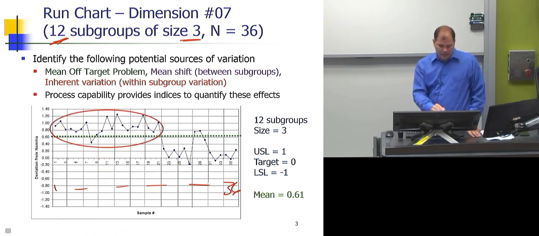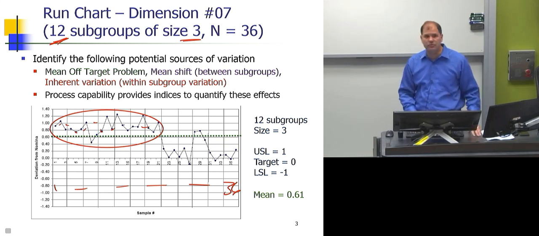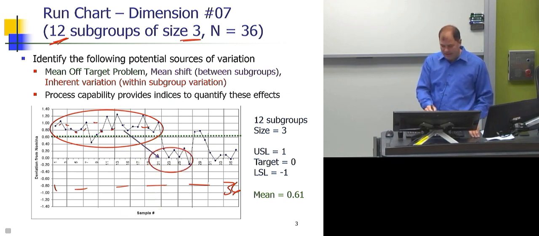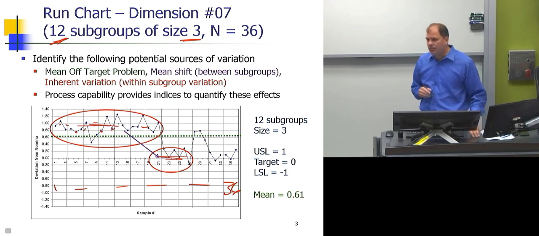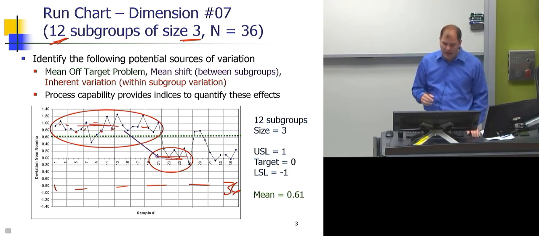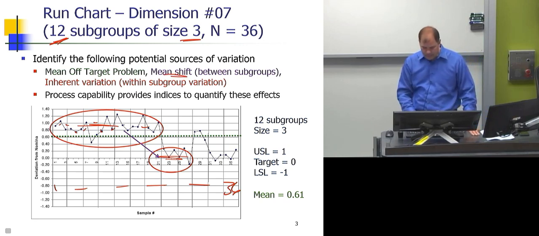For example, this area right here is an area where we're probably looking at some common cause variation. We're getting some up and down, just probably due to the inherent variability of the process. It does look like at some point the mean of the process has shifted. In this case, we want to be able to identify that we have a mean shift.